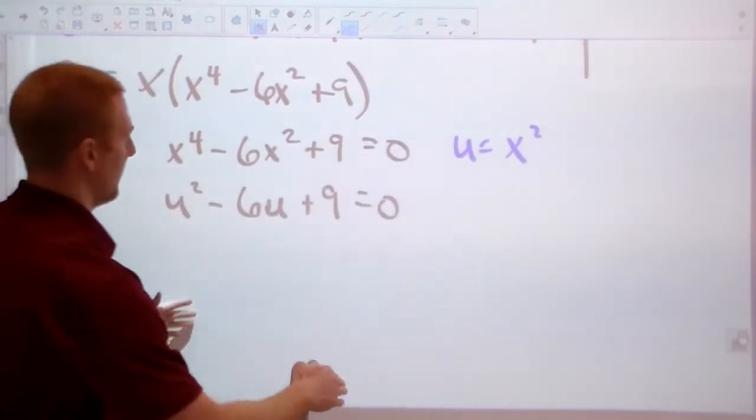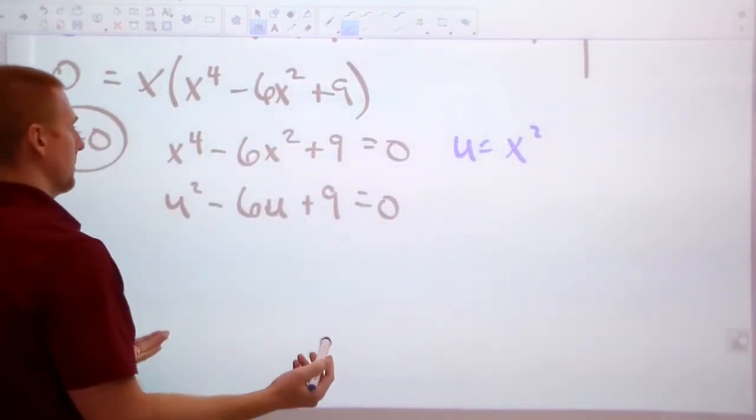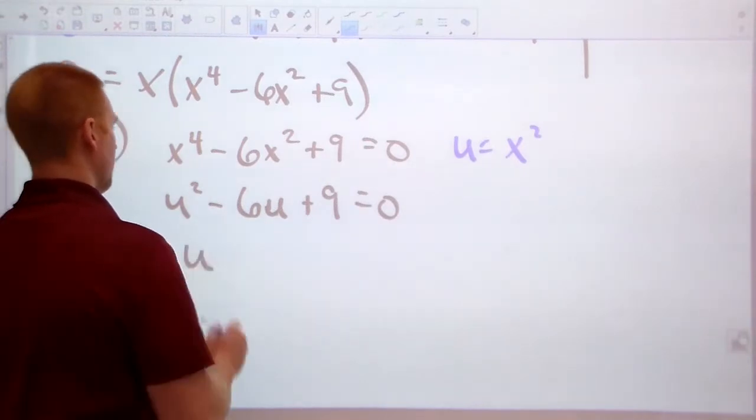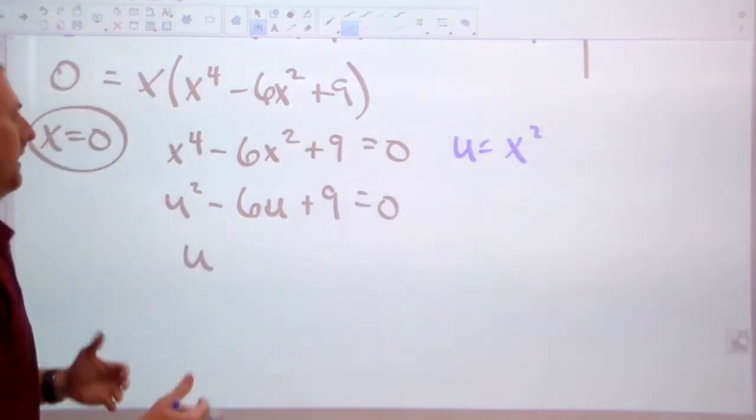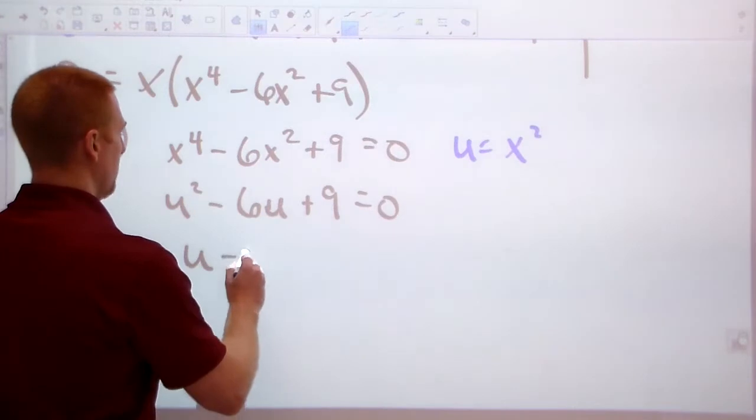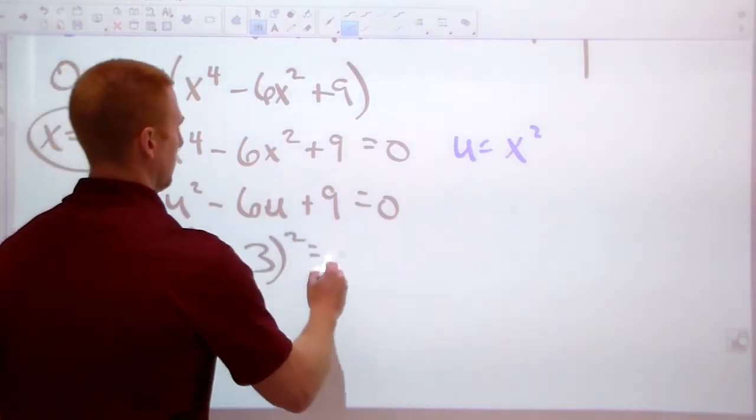And we can do it however you need to. You can break the middle part down and do your x. You recognize that this is a perfect square trinomial. Hopefully, since you just worked on completing the square, that's kind of standing out to you. So this is u minus 3 squared.